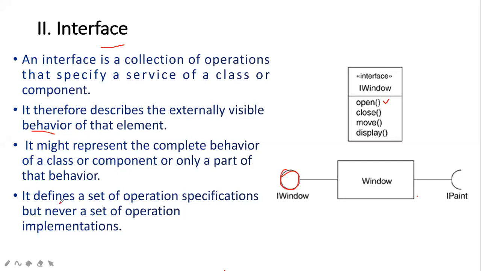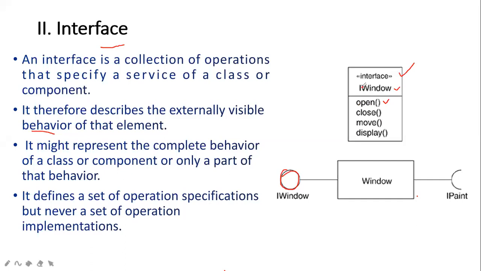Now, an interface can be defined as a set of operations or specifications, but it is never defined as a set of operations in implementations. So here we clearly identify the interface as, let it be open or close. This is representing the behavior of the class, that is window, right?